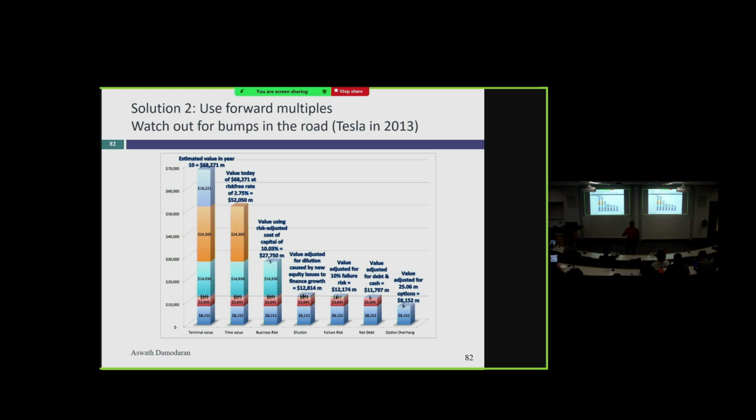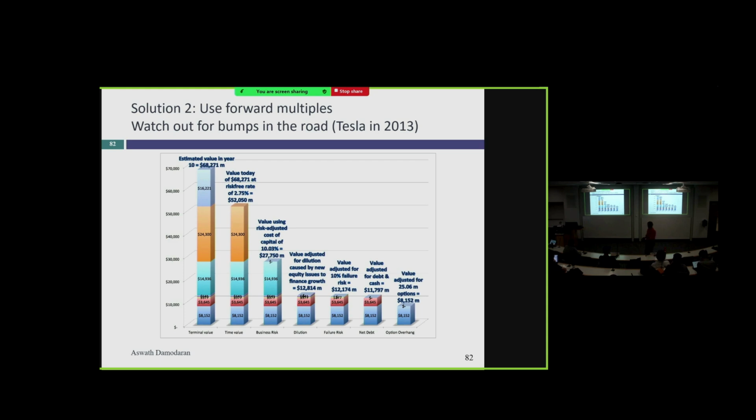So I'll give you an example of how forward multiples get used. An analyst will project out EBITDA 10 years from now, $2 billion. You say a typical company in this sector trades at 20 times EBITDA. 20 times $2 billion is $40 billion. And he will act like that's the value today. What am I missing when I do that?